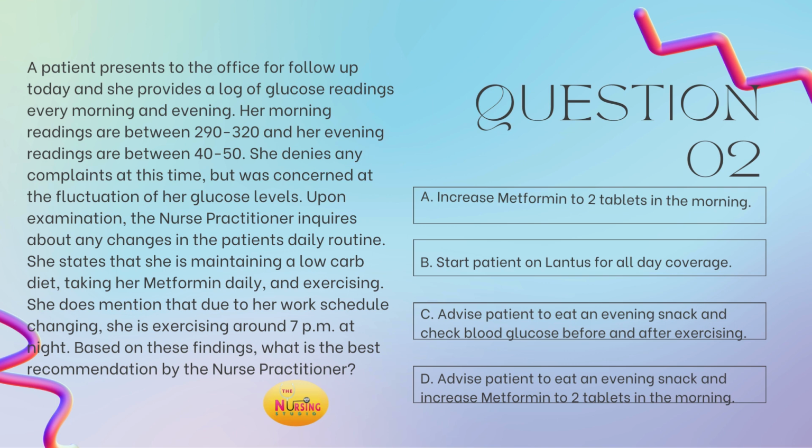Is it A, increase the metformin to 2 tablets in the morning? B, start the patient on Lantus for all day coverage? C, advise the patient to eat an evening snack and check blood glucose before and after exercising. Or D, advise the patient to eat an evening snack and increase metformin to 2 tablets in the morning.